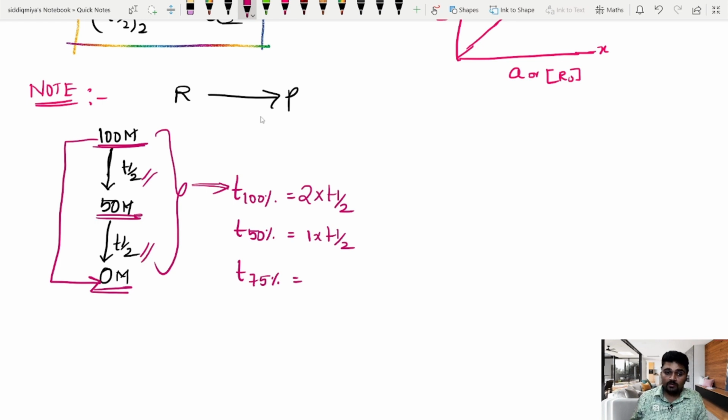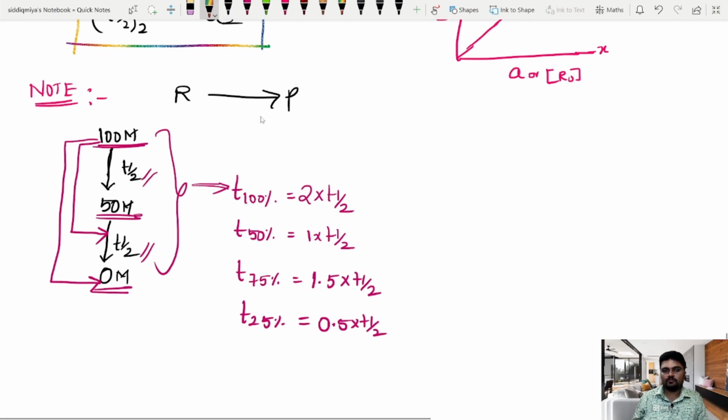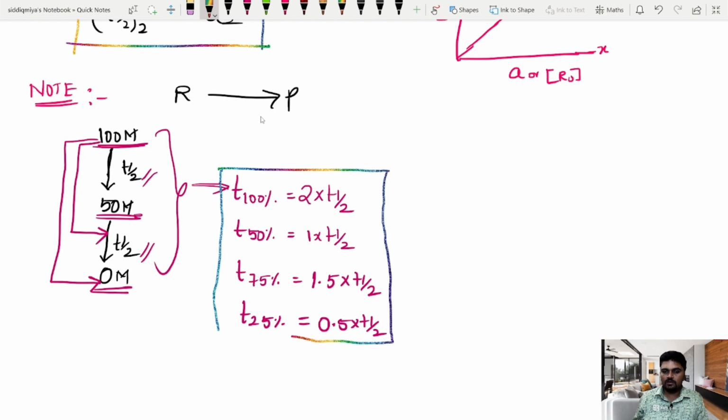So now what I am asking: from 100 to 75 percentage, how much time is required? It is 1.5 into T half. Yes, it is correct, you will get it accurately. Now time taken for 25 percentage, you will get 0.5 into T half. These are the shortcut formulas. Suppose you know the T half: if they ask time taken for 75%, directly you can use this formula. If you want to calculate time taken for 25%, you can use this formula.